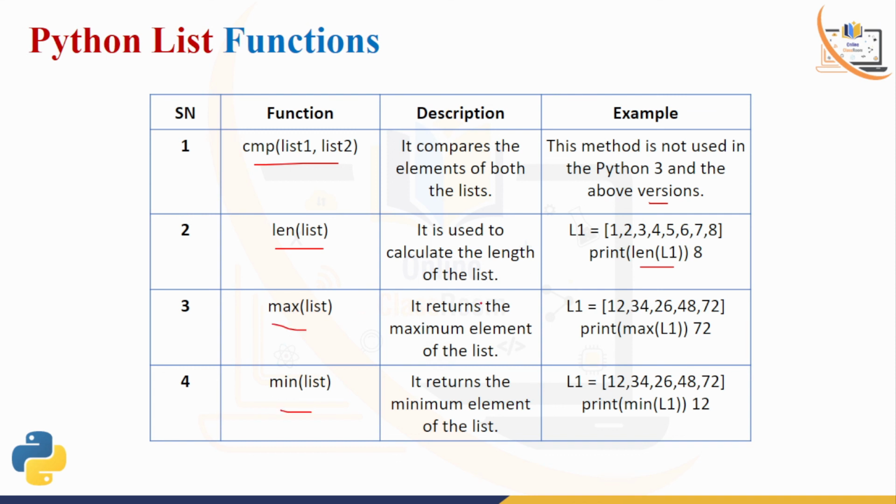Maximum and minimum: if there are some numbers in a particular list, if we call the max function, it will return the maximum value, and the min function will return the minimum value inside this list, right? So this is also available. You can just write the code and check it, okay?